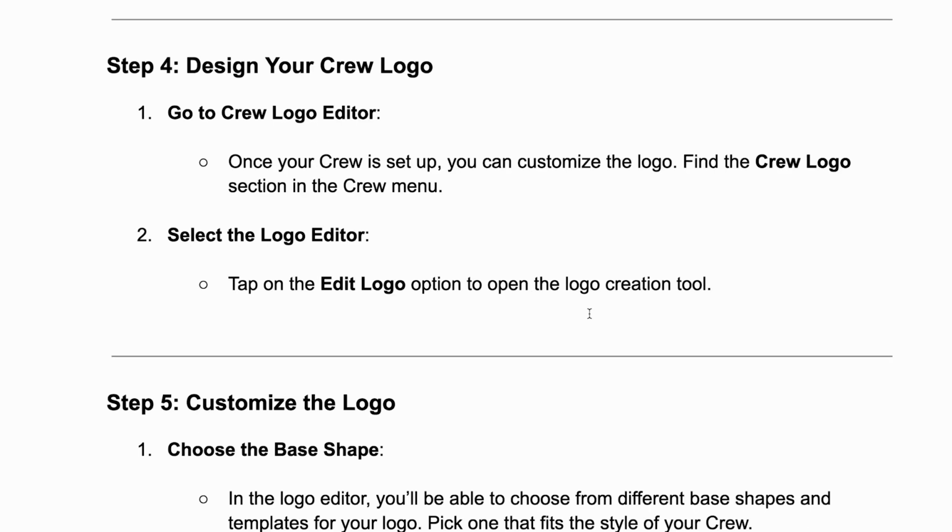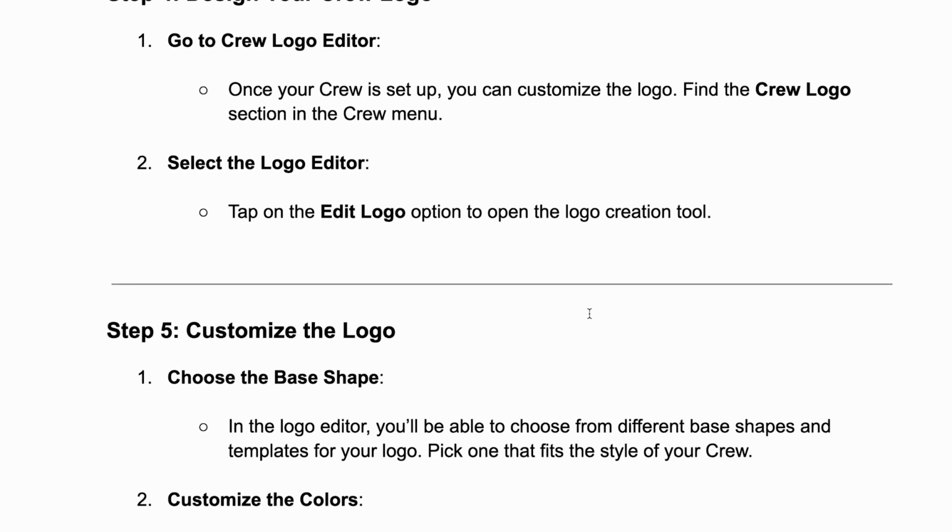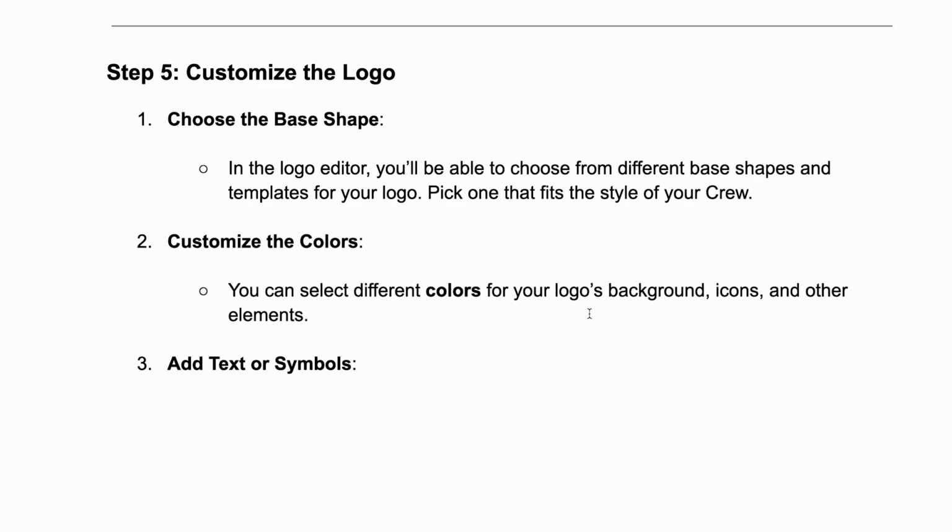Then you want to design your crew logo. You can do this by finding the crew logo section in the crew menu, then tap on the edit logo option to open up the logo creation tool. Then you can customize the logo by choosing the base shape. In the logo editor, you'll be able to choose from different base shapes and templates for your logo. Pick one that fits the style of your crew.